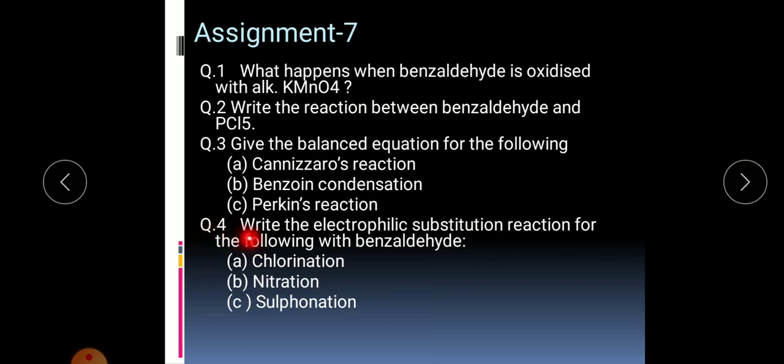Question number 4: write the electrophilic substitution reactions of benzaldehyde for the following. You need to write down the reaction. What will happen when benzaldehyde undergoes chlorination? Then what will happen when you carry out nitration? And after that, when you carry out sulfonation, what are the products formed? Please write the IUPAC name of the product as well.